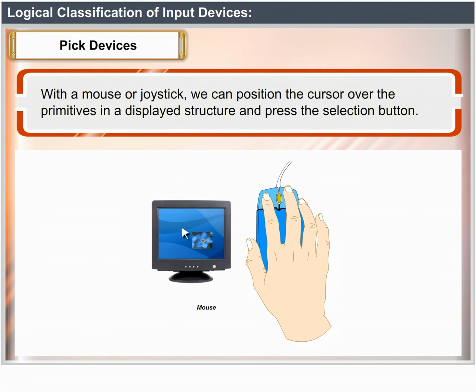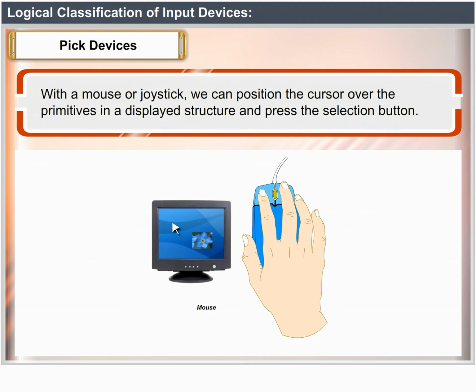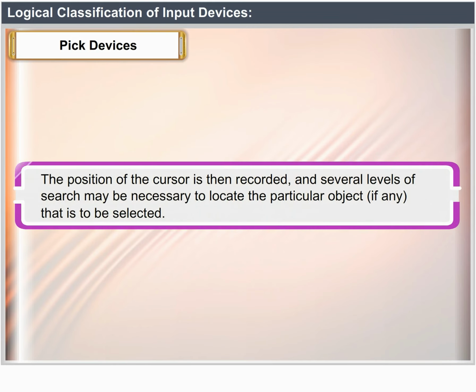With a mouse or joystick, we can position the cursor over the primitives in a displayed structure and press the selection button. The position of the cursor is then recorded, and several levels of search may be necessary to locate the particular object, if any, that is to be selected.